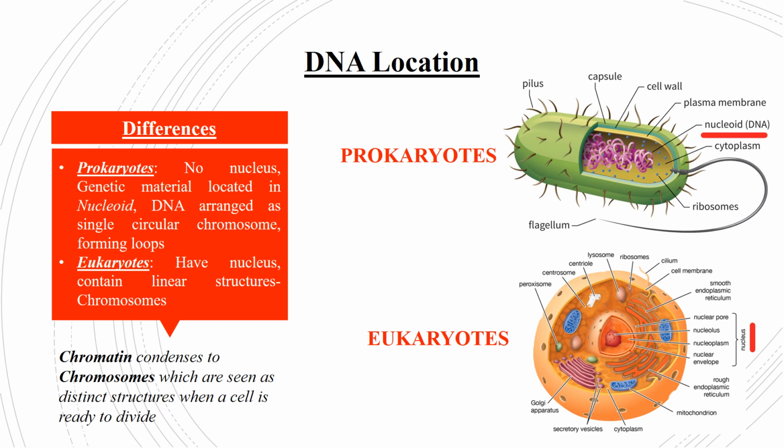The location of DNA in a prokaryotic cell is very different from a eukaryotic cell. Since a prokaryotic cell lacks a nucleus, the DNA is located in the cytoplasm of the cell in a region known as the nucleoid, and the DNA is arranged in the form of circular chromosomes. In eukaryotes, as we learned, the DNA is housed in a membrane-bound organelle, the nucleus, and therefore it exists inside the nucleus in the form of linear structures.